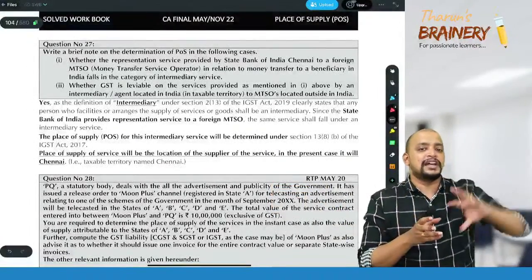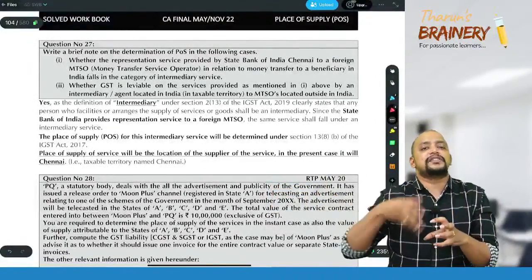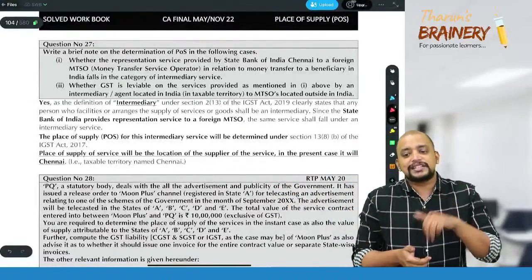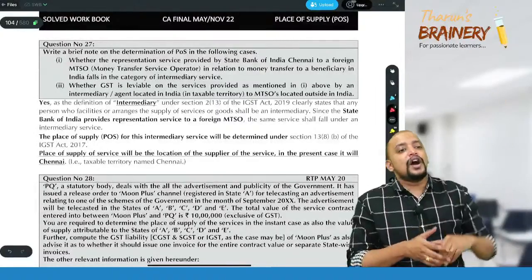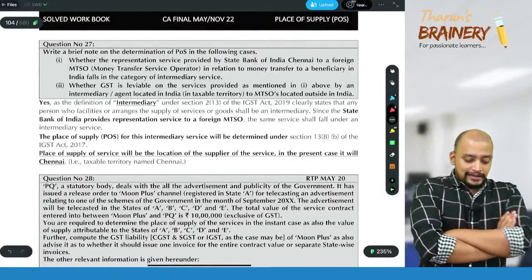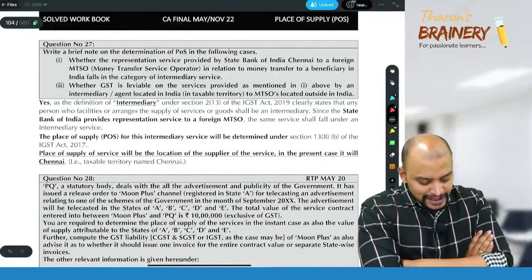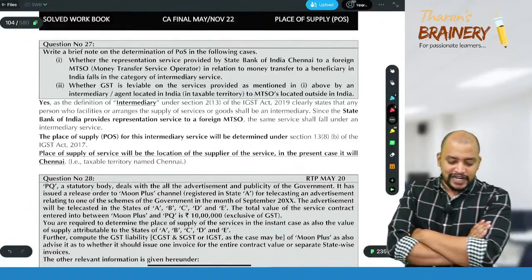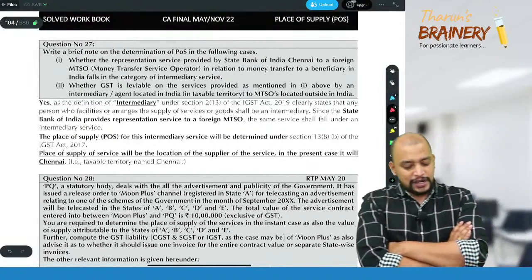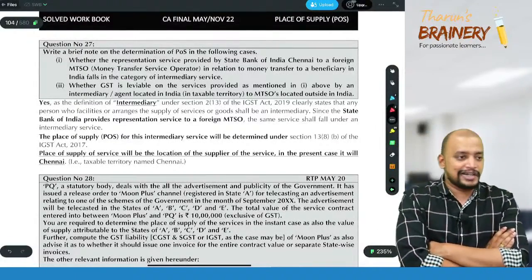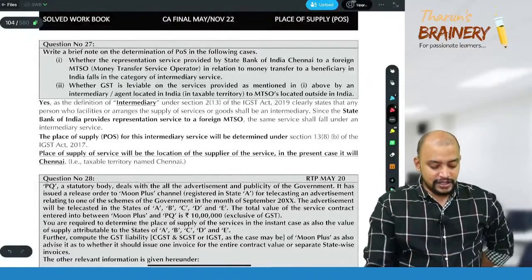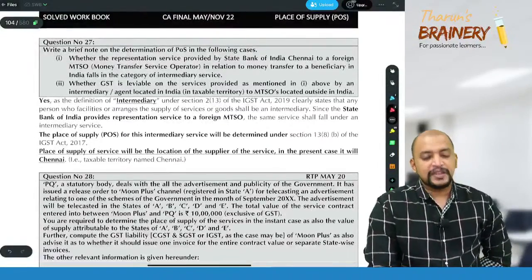If they provided services to a customer in India, why would section 13 come? Section 12 only should come now. So why did I apply 13? Means they are providing services to a person outside India, due to that reason. Okay. Then next, whether GST is leviable on the services provided as mentioned above by an intermediary agent located in India to MTSO located outside India? Yes. Then next one, there is one question here.